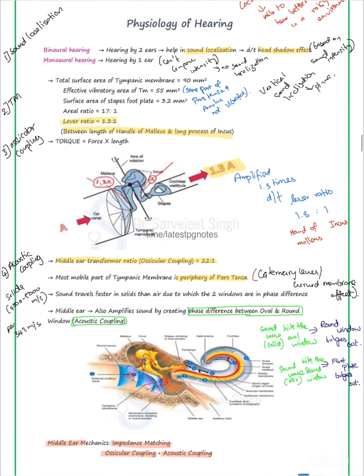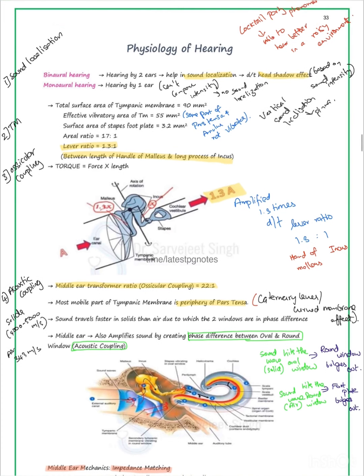Okay guys, then we need to know about the role of different parts, like the outer ear, tympanic membrane, middle ear and inner ear, in how we are able to hear. First, in the external ear, the pinna collects the sound with the help of the tragus, and it goes into the external acoustic meatus, then to the tympanic membrane.